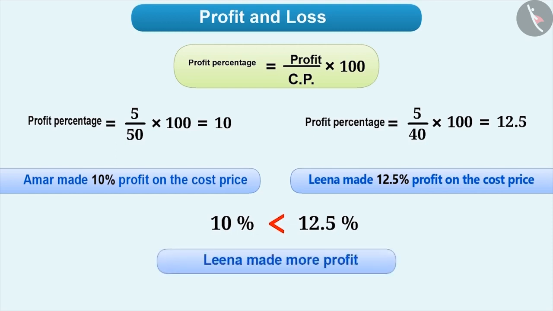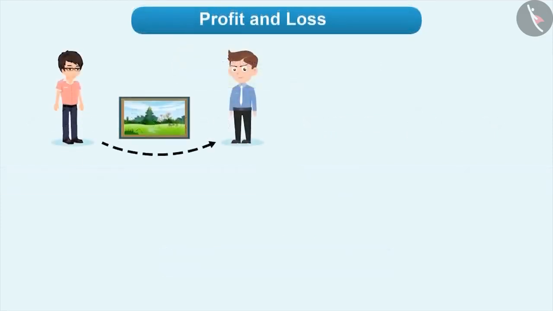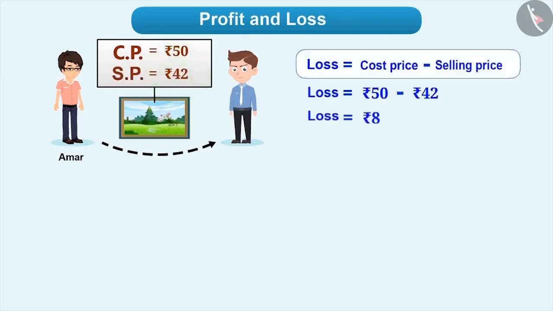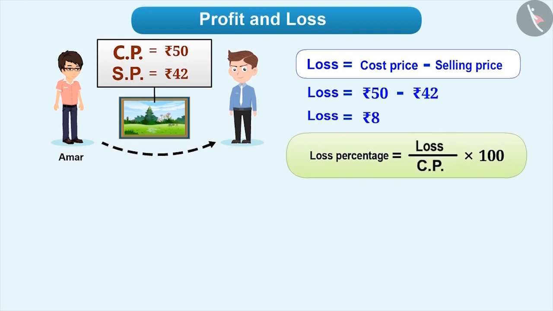Similarly, we can also represent loss as percentage. Suppose if Amar had sold the 50 rupee photo frame for 42 rupees, then he faces a loss of rupees 8. That means, in this situation, Amar has faced a loss of rupees 8 on cost price of 50 rupees. To represent any fraction in percentage, we multiply it by 100. Therefore, loss percentage for Amar is equal to loss by cost price into 100.